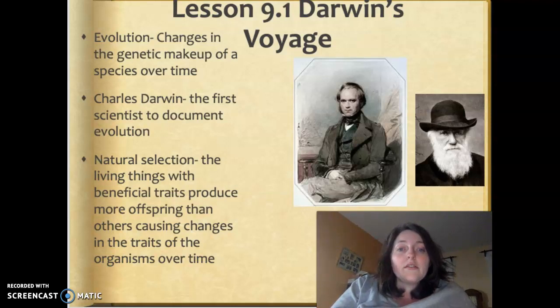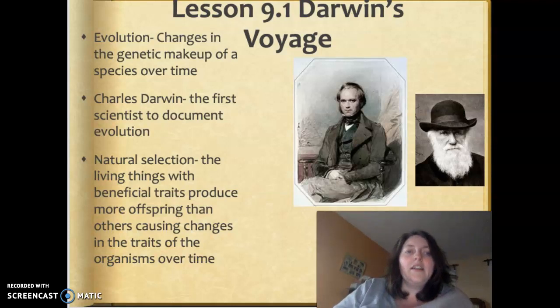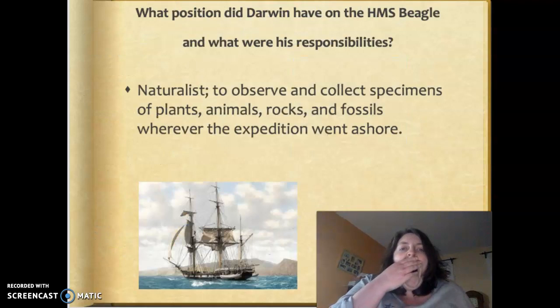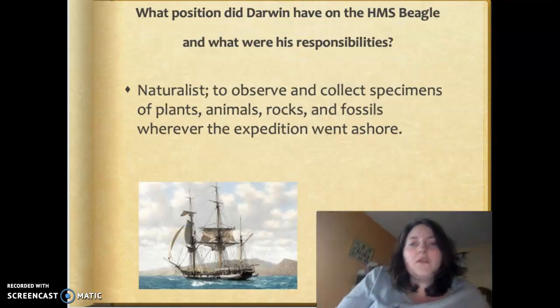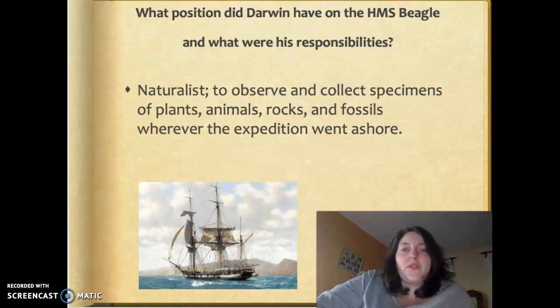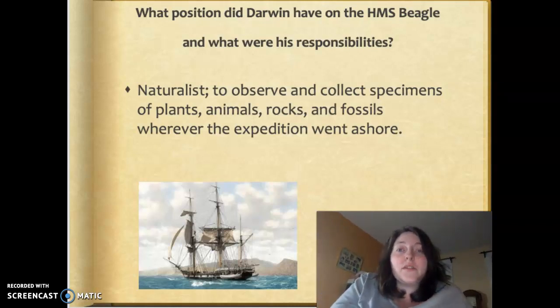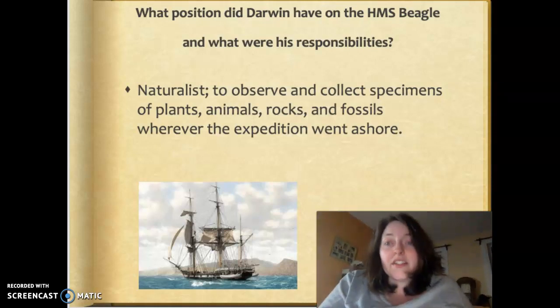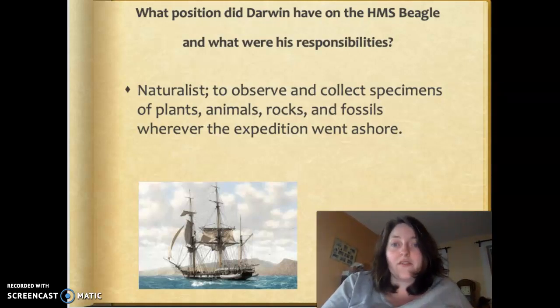previous video. The living things with beneficial traits produced more offspring than others and caused changes in the traits of the organisms over time. But how did he come about his theory? Now, you all watched a nice video on him and Wallace and how he came about with his theories. So, Darwin's position on the HMS Beagle was as a naturalist and a companion to the captain. And his job as a naturalist was to observe and collect specimens of plants, animals, rocks, fossils.